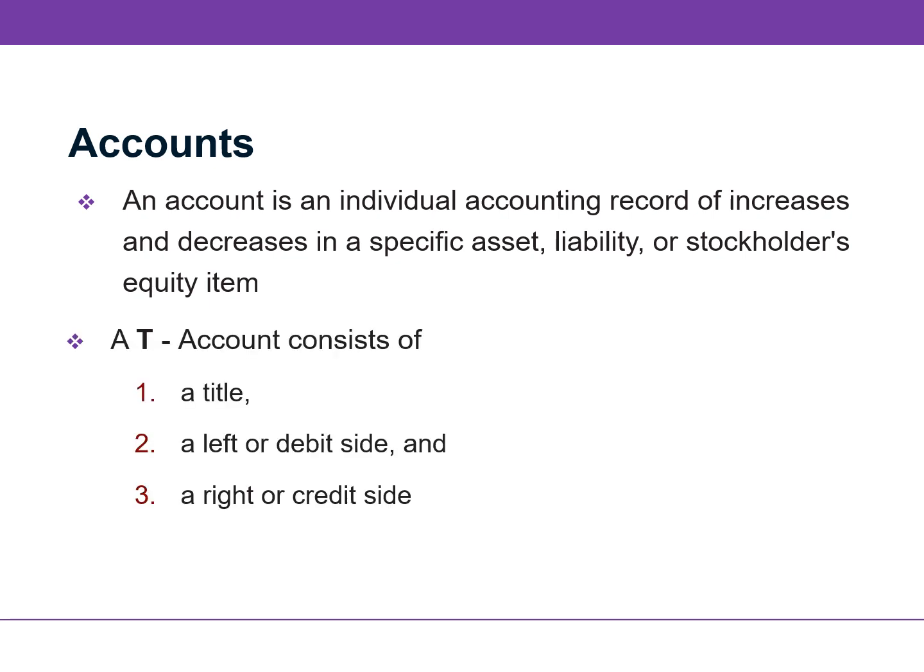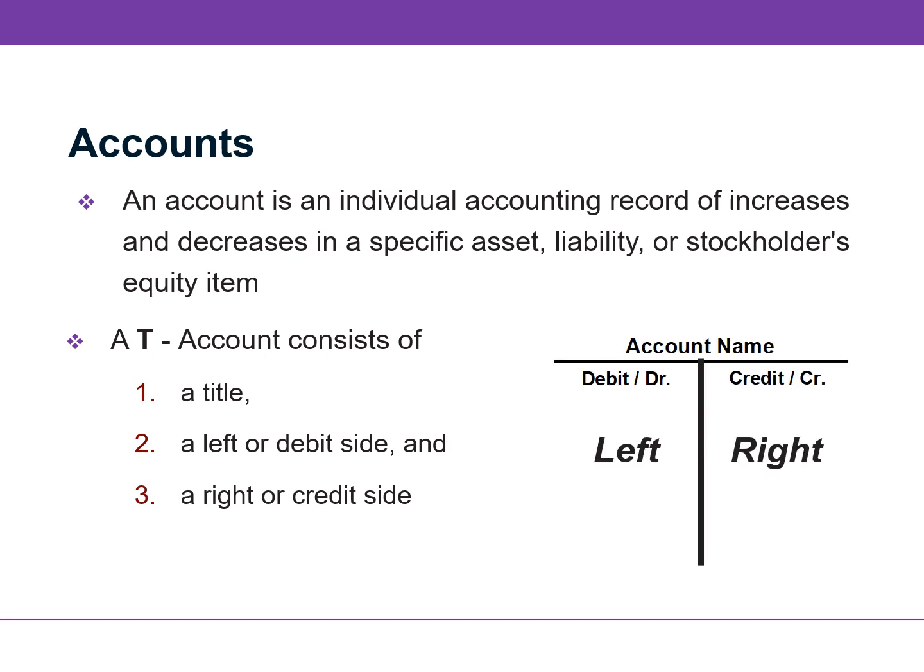In its simplest form, an account consists of three parts: a title, a left or debit side, and a right or credit side. Because the format of an account resembles the letter T, we often refer to it as a T account. We will have an account for each item listed on our chart of accounts.